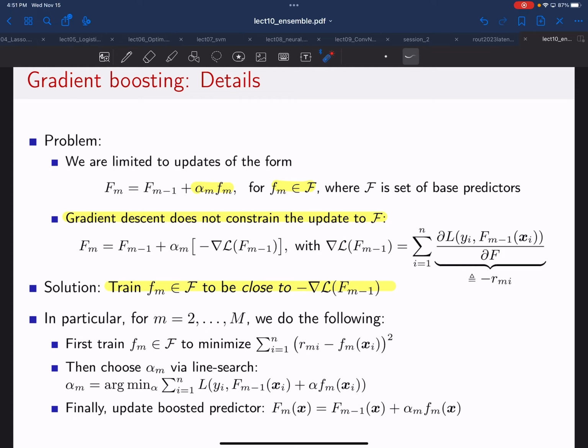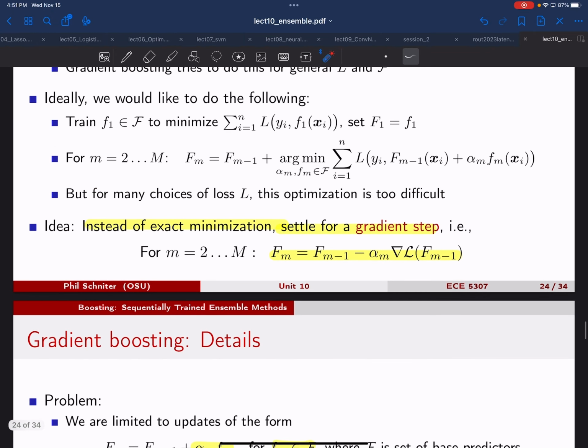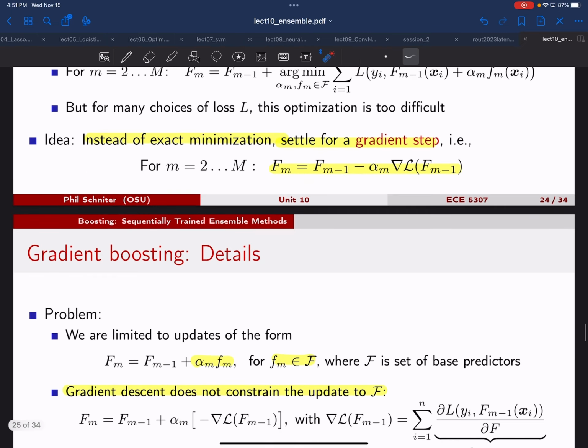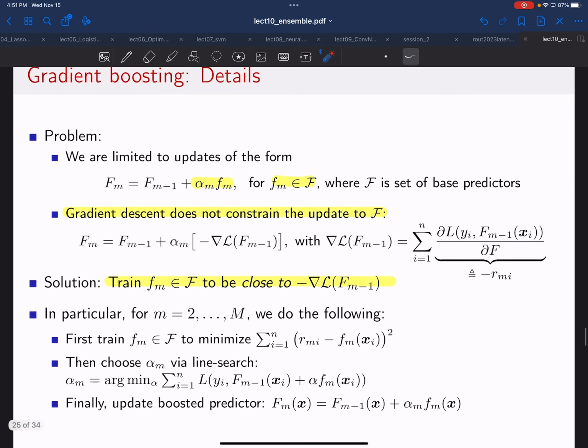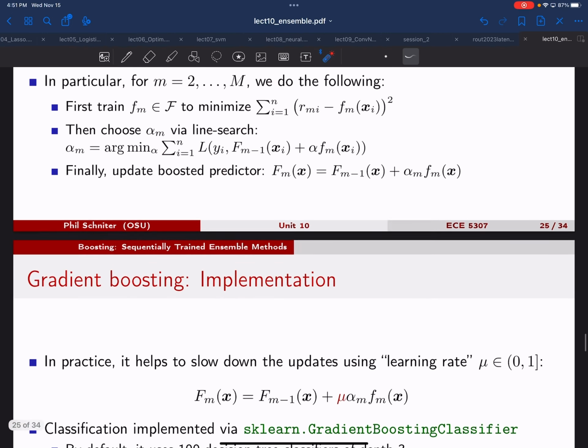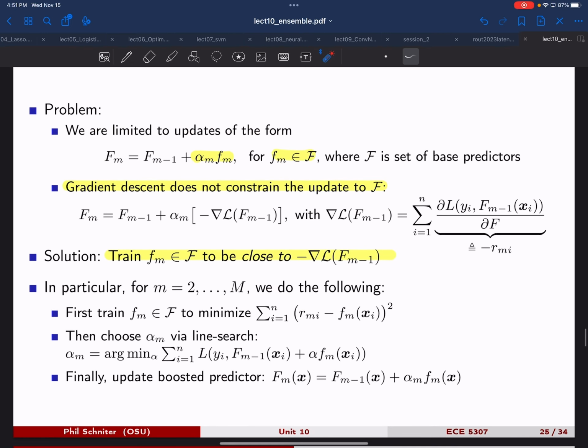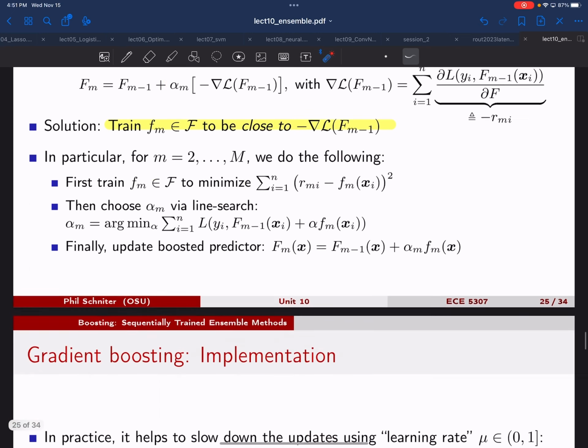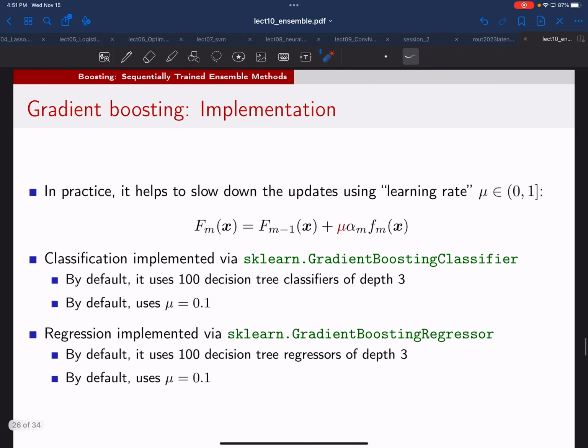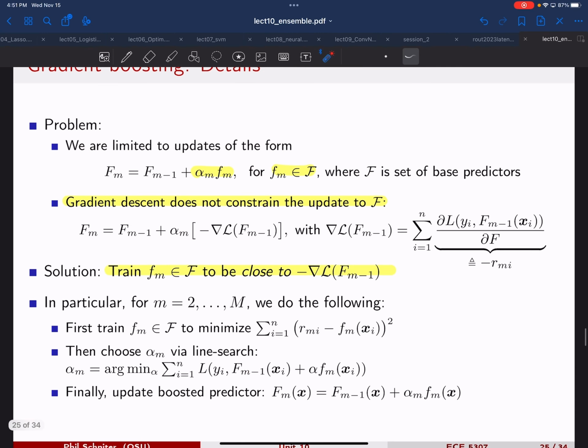Okay. So the two main ideas here were, instead of doing this exact optimization, you settle for a gradient step. And then instead of doing the exact gradient step, you do an approximate gradient step within your model class. Okay, so that is gradient boosting, basically. All right. Again, a lot of information, so I don't know if it was too much, if it made sense. Are there any questions on anything here?